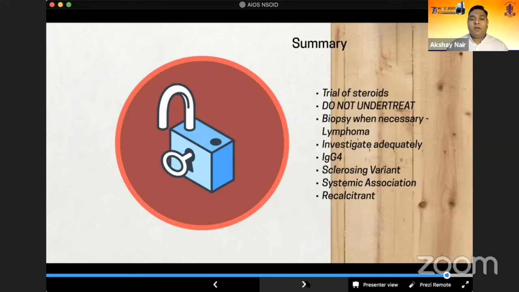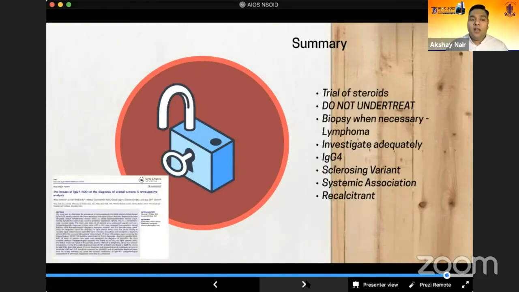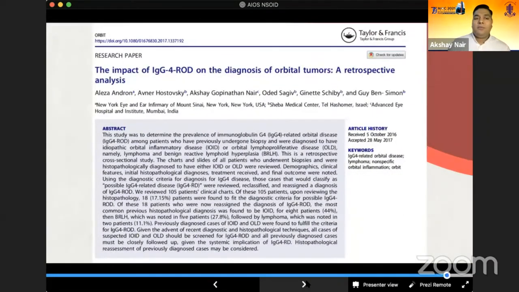Patients with IgG4 related disease have a higher chance of systemic lymphoma. The biopsy is also required because you need to know what you are dealing with, whether it's a sclerosing variant or not. Sclerosing variants typically don't respond well to therapy. I'm finishing up in 30 seconds.